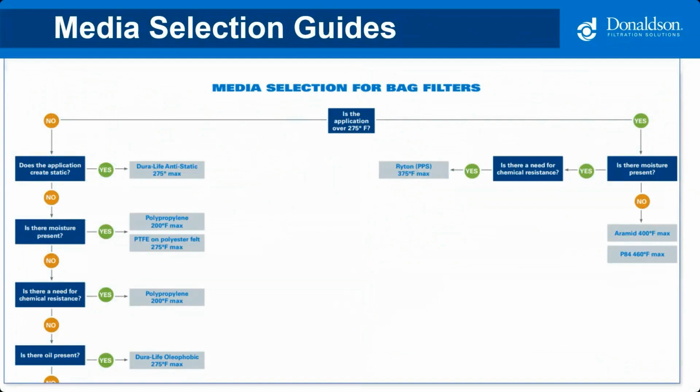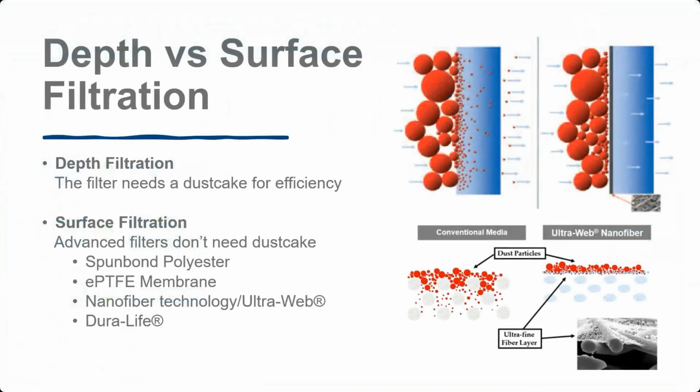It's really easy. So once you know everything about your gas stream, just jump in here. Is it over 275? Yes or no? If it's no, does it have static? No. Is there moisture present, etc.? Right? It's a real easy way to go through and make sure that you have the right media, and it'll help you. Or just call your local Donaldson rep, and they'll absolutely help you out as well. And we'll share a link to the media guide, just so you can save that to your favorites and pop it in there anytime you want.